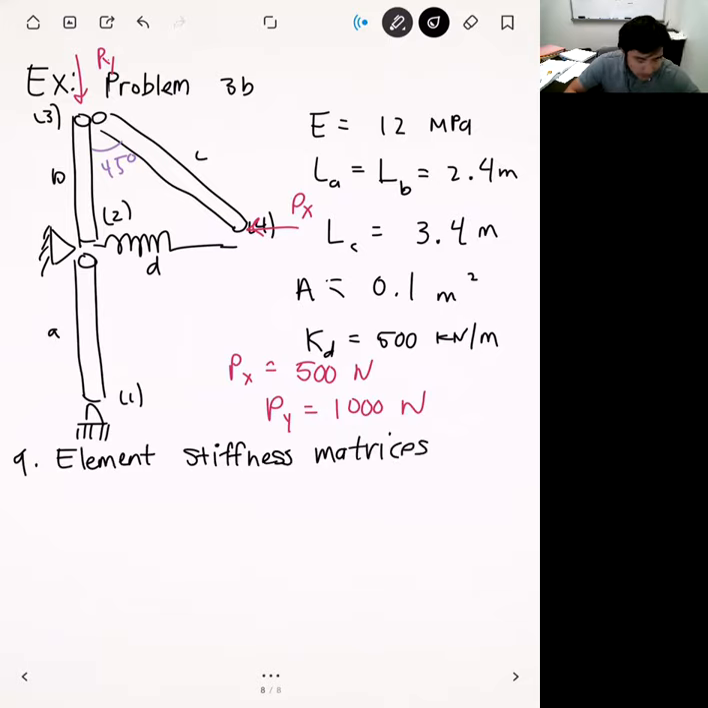Okay, and then we're going to go element by element. So element A, right? Element A is pointing vertically upwards, and if we draw an arrow going from node 1 to node 2, we can see that the angle it makes here is 90 degrees.